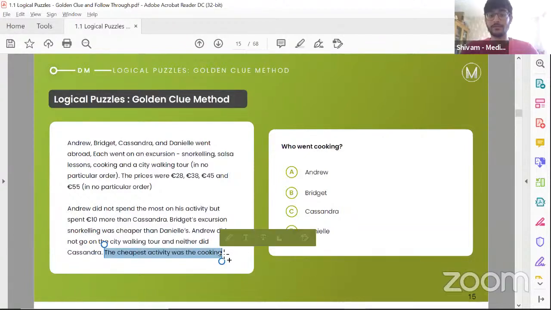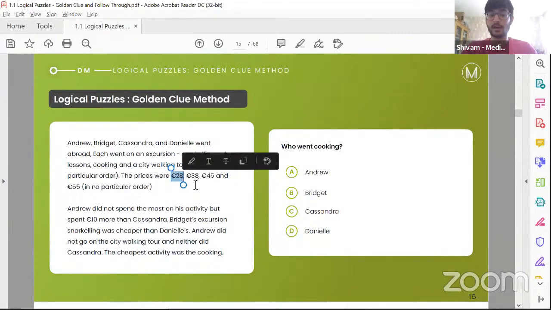So I know the cheapest activity was 28 euros, wasn't it? So 28 euros, 100% I know is cooking. That's the first step that I've done. I've used the golden clue and that's my first step. I know that the cheapest activity was cooking, and therefore the cheapest activity was 28 euros.